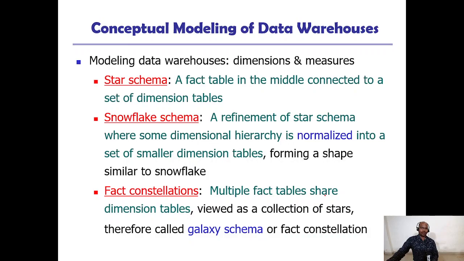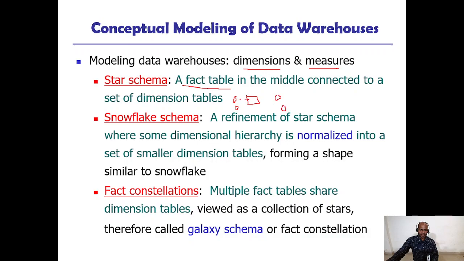Now we will see how to model data warehouses. Modeling data warehouses concentrates on dimensions and their measures. We model data warehouses by using these schemas. First we will use the star schema, a fact table in the middle connected to a set of dimension tables. In this schema, a fact table is maintained, and we have different dimension tables around it.